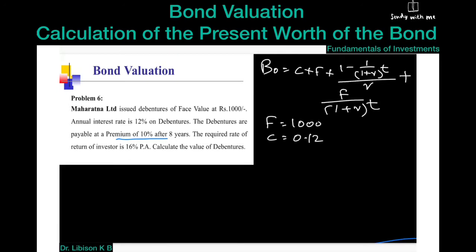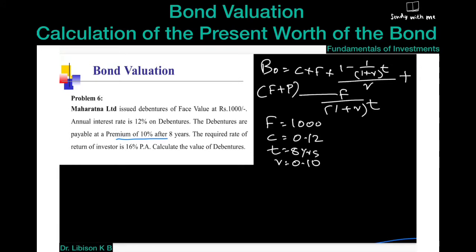Okay, let us look at the sixth problem. Maharatna Limited issued debentures of face value rupees 1000. Annual rate of interest is 12% on debentures. The debentures are payable at a premium of 10% after 8 years. The required rate of return of investor is 16%. Calculate the value of debentures.